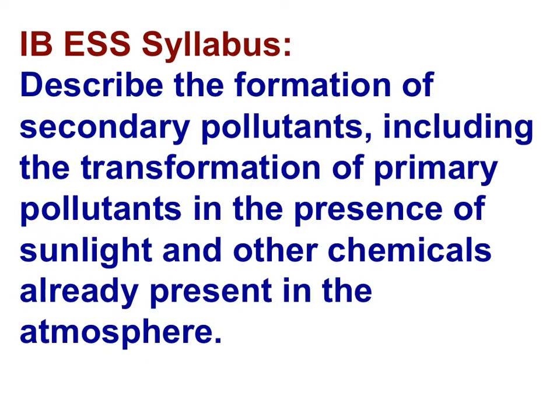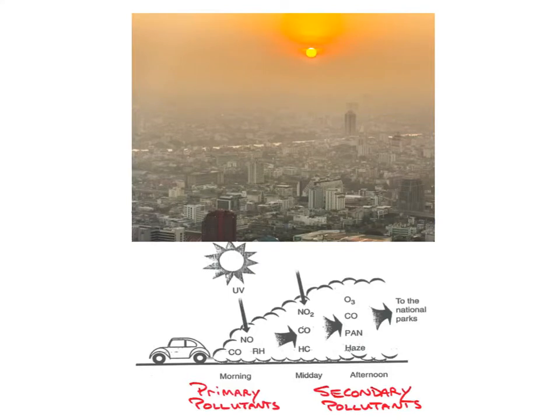Here is the next relevant IB syllabus statement. Describe the formation of secondary pollutants, including the transformation of primary pollutants in the presence of sunlight and other chemicals already present in the atmosphere. Remember that sunshine, particularly UV wavelengths, are important catalysts in the formation of photochemical smog.